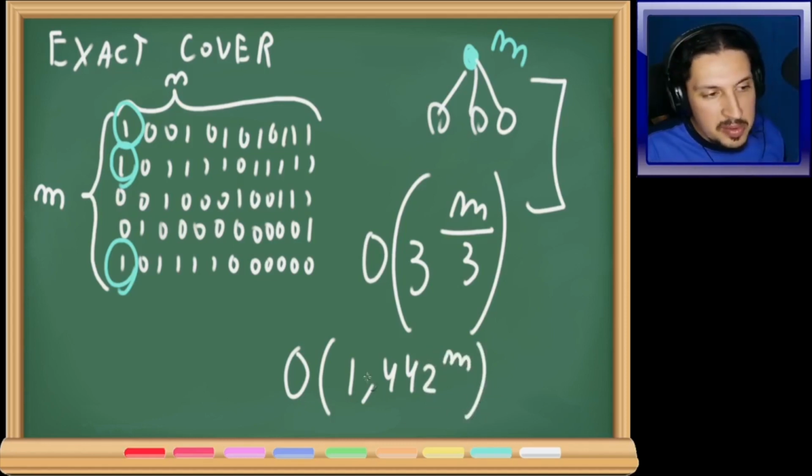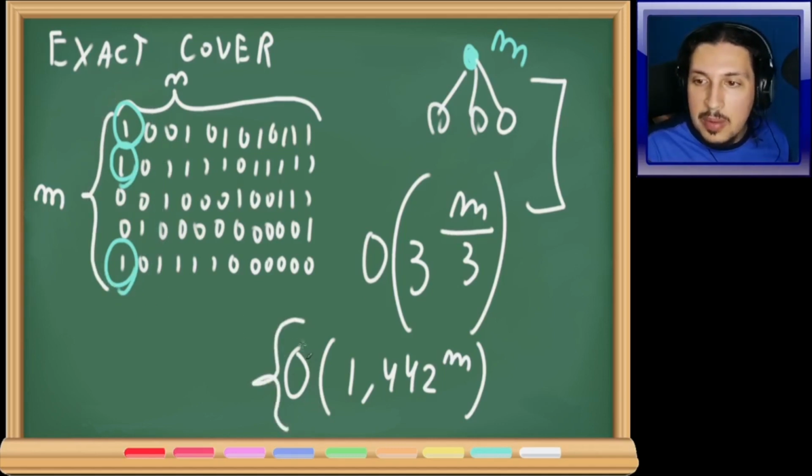So this is much better than 2 to the power of m. And thus, using this technique of choosing to do backtracking like this, you can actually prove that you have a fairly good complexity.